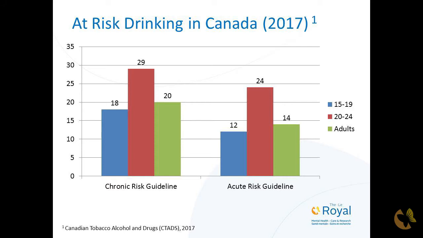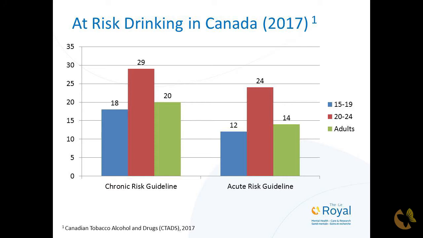But when we break it down, on the left side is the chronic risk guidelines, which means that these folks exceed your 10 drinks a week for women and your 15 drinks a week for men. So in the youth between 15 and 19, about 18% of our Canadian youth exceed the chronic risk guidelines. 29% of our young adults, 20 to 24, right? Here you're thinking university age, it's a bit more normative for people to be using. And 20% of adults exceed the chronic risk guidelines.